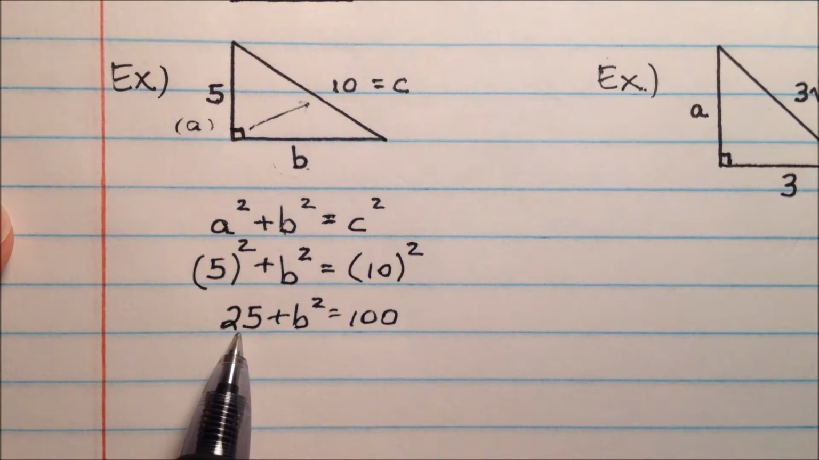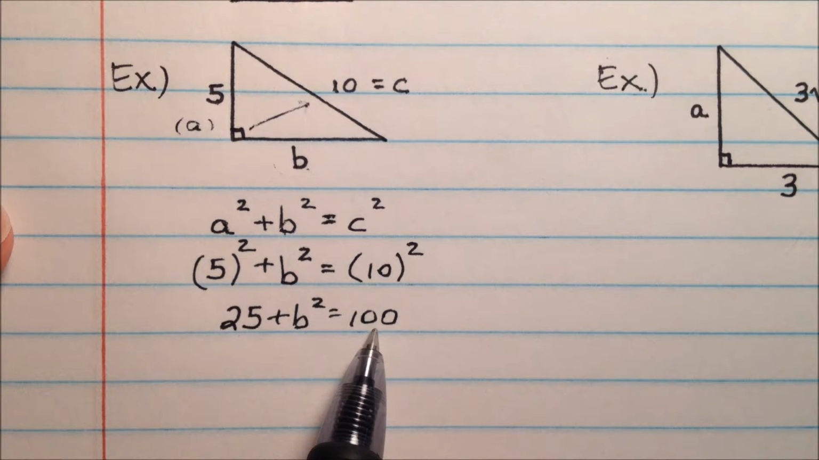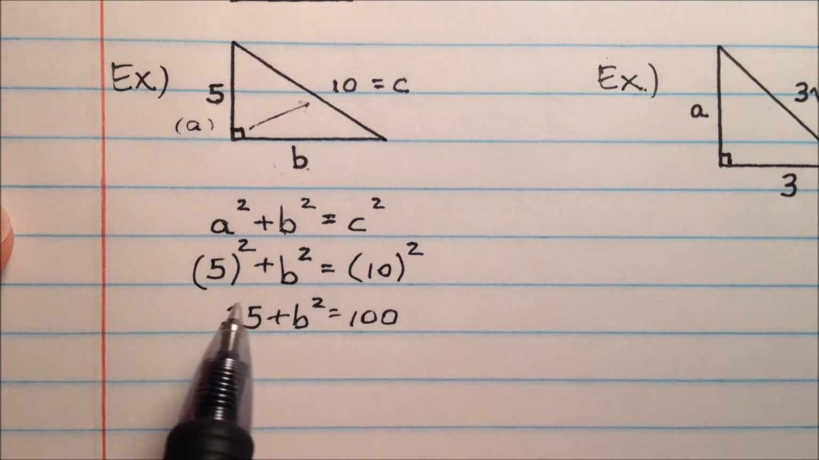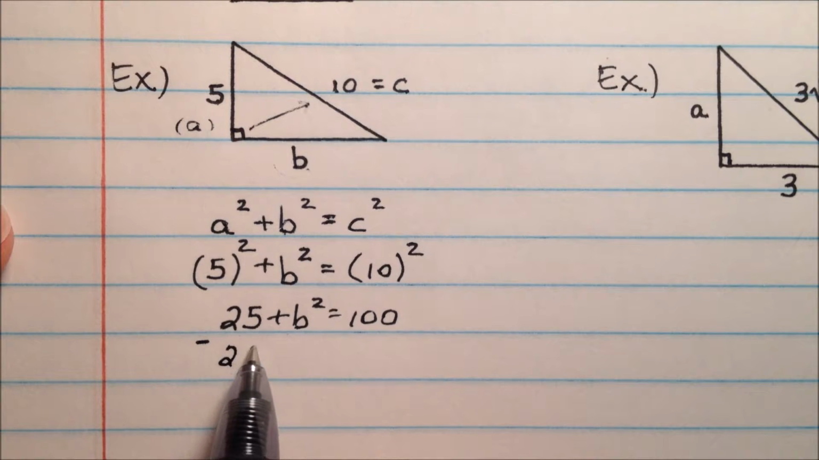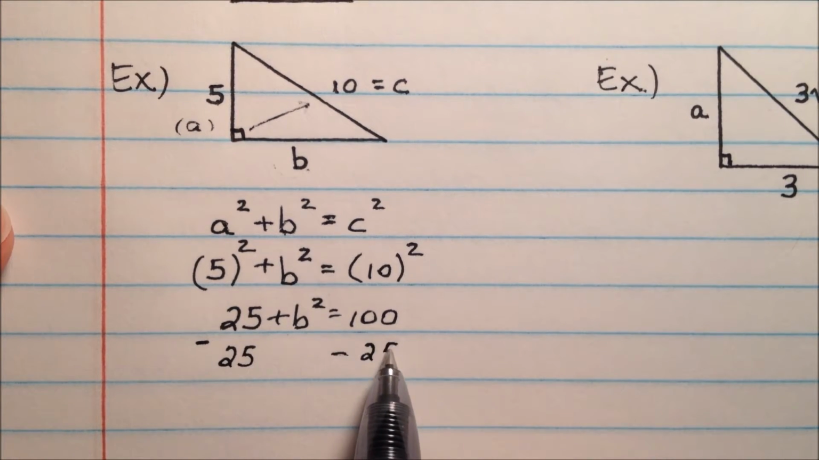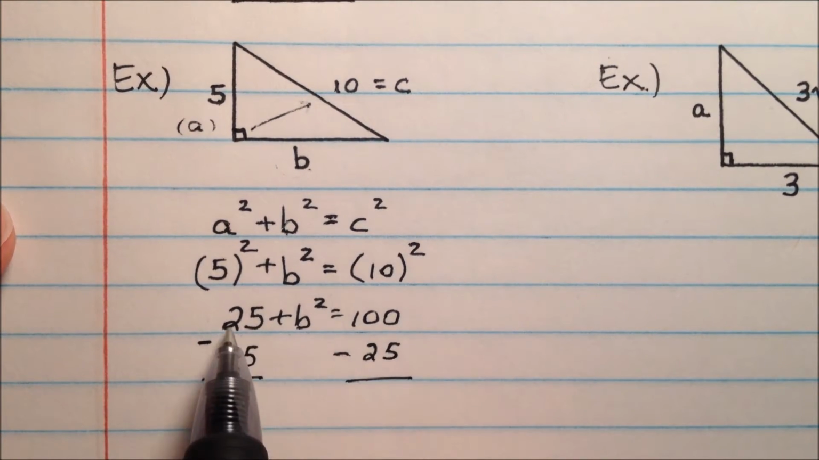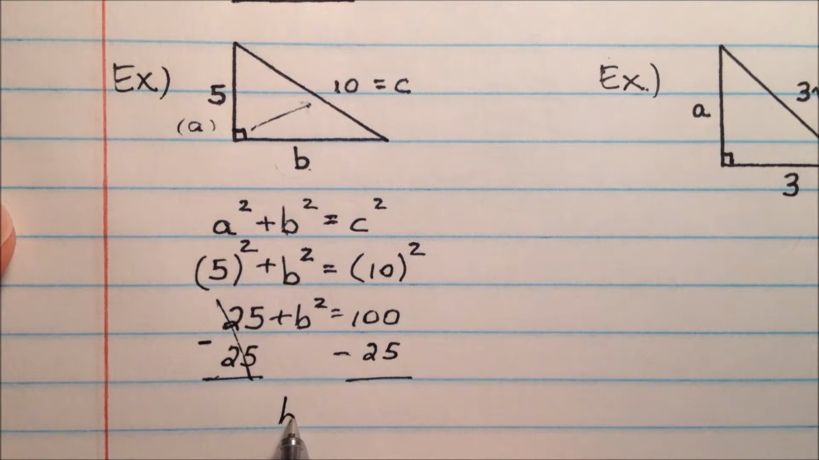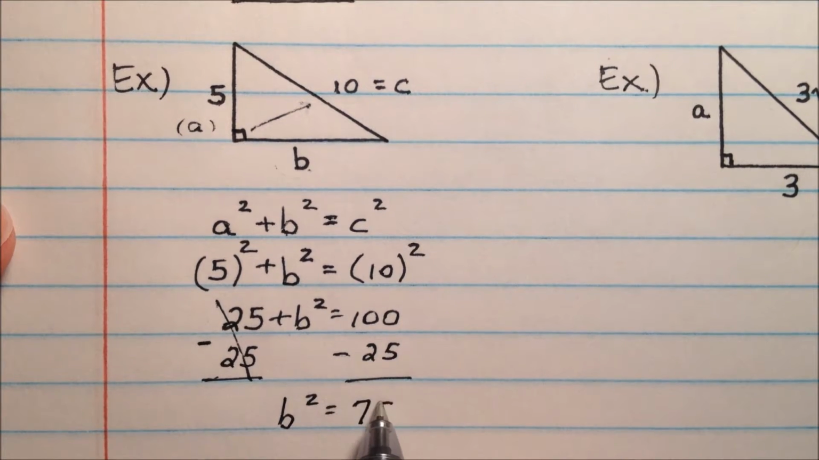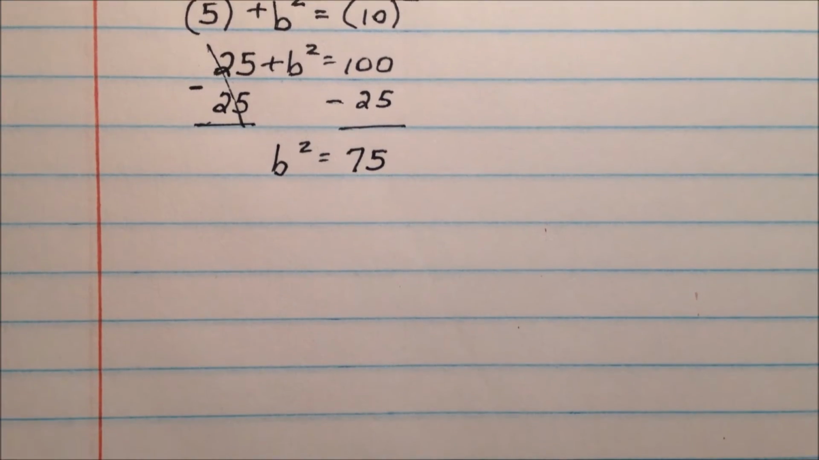Okay, so I know that 25 plus b squared equals 100, but I'm solving for b, so I need to subtract 25 from both sides in order to get that b by itself. So these 25s will cancel, and I'm going to have b squared equals 75. I'm going to move this up a little bit.